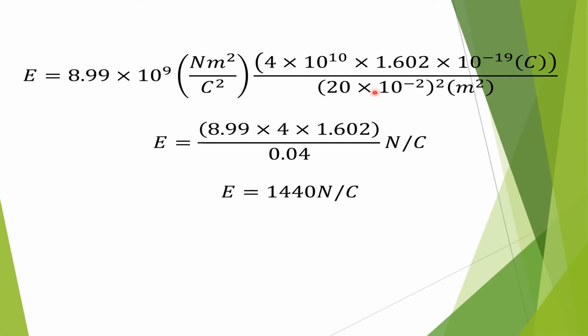Now this 4 will also go away, so we will be left with a factor of 10 raised to 2. So the final thing that you need to calculate is 899 into 1.602. If you do that, then we end up with this magnitude for the electric field.